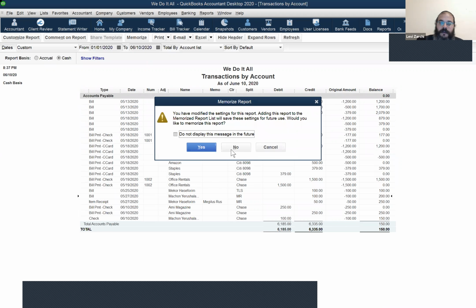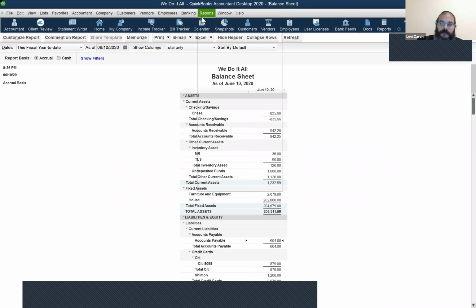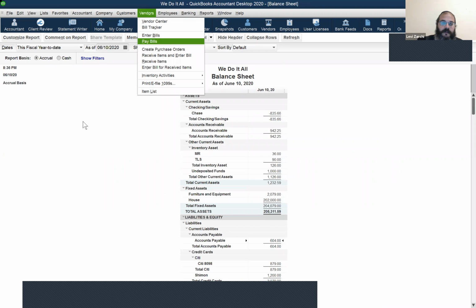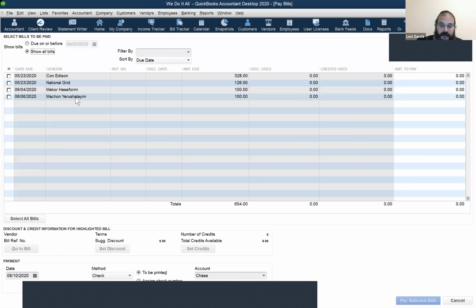So in truth, QuickBooks didn't forget about that $100. If you go into the vendor center, you go here, there's a credit. Credit available, $100. And this is what happens. When we wrote the check, it paid off the accounts payable because we didn't attach it to a vendor or a bill. Because you could have had four bills from Machan Yerushalayim. Which bill is it supposed to attach to? It doesn't know.